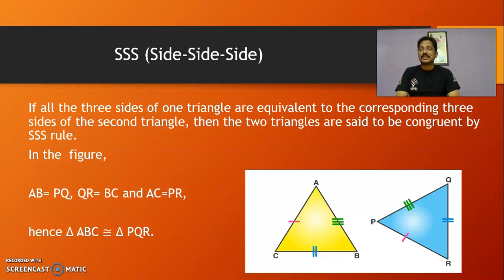Okay, now come to the first one, side, side, side. All three sides of one triangle are equal to the corresponding sides of the other triangle. Here AB is equal to PQ, BC equal to QR, and AC is equal to PR. We show that with the same kind of lines to indicate they are equal. And angles are obviously equal here too. If all three sides of one triangle are equal to the corresponding sides of the other triangle, then the two triangles are congruent. This is called the side, side, side rule. It's very simple, very easy, correct? So this is the first one.